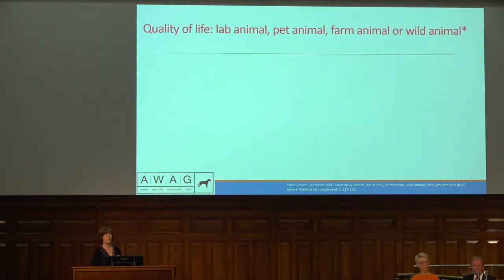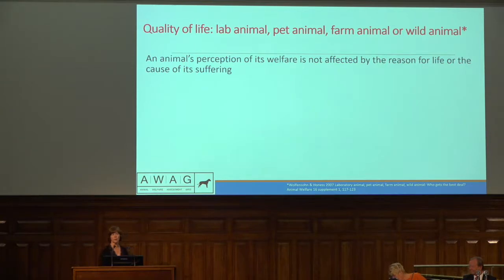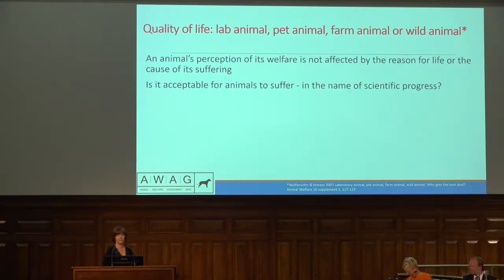But of course, the quality of life of an animal doesn't really just depend on which sector you're using it in. So the animal doesn't say, oh, I'm a lab animal, so that's okay, because I'm doing this for the benefit of human beings. Aren't I brilliant? It doesn't make any difference to the animal. Because the animal's perception of its welfare isn't affected by the reason for its life or the cause of its suffering. So the first question we have to ask is it acceptable for animals to suffer?